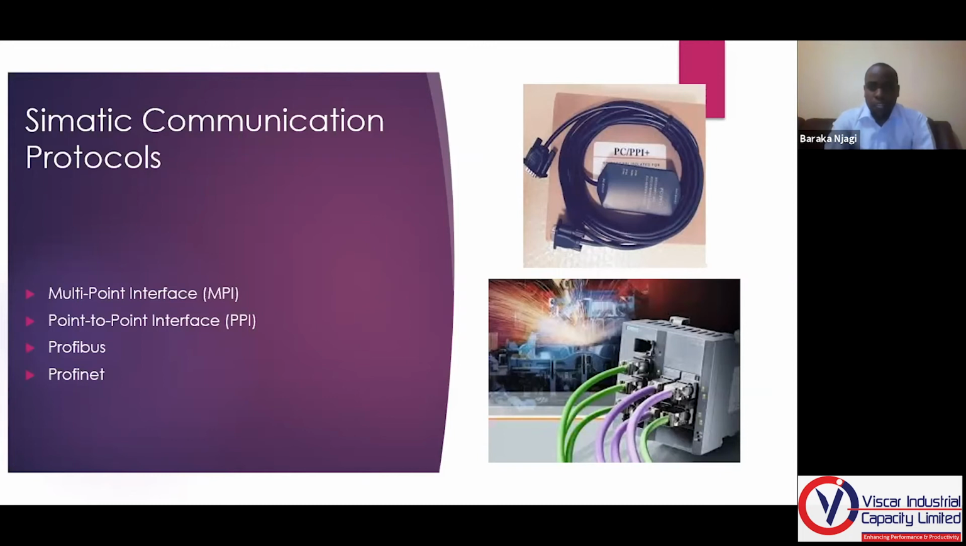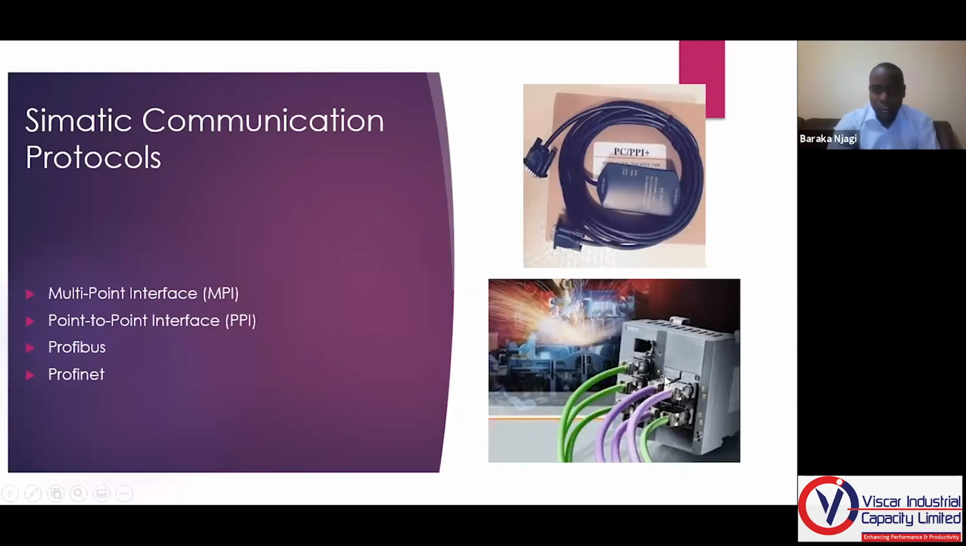A PPI cable is used to program a Step 7 200 machine, CPU. And the difference between a PPI and an MPI is actually the termination point: an MPI is one side RS-232, the other side USB. But as you can see from the PPI, both sides are RS-232. The Profibus cable is the purple one that you are seeing on the diagram there.